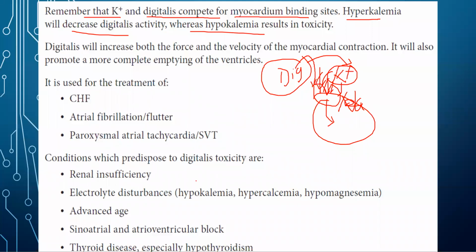So what are the conditions which can increase digoxin toxicity? Hypokalemia can cause it. Digoxin is excreted by the kidney, so if your kidney is not working properly, then there will be digoxin toxicity. Advanced age and hypothyroidism can also cause digoxin toxicity.